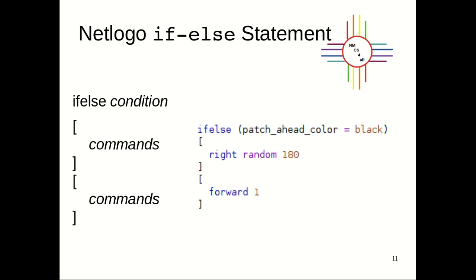This is slightly more complicated, but very useful. Instead of if, we have if-else. The first block of commands is executed if the condition is true. If it's not, the second block of commands will run. In the example, if the color of the patch ahead is black, the agent will take a right turn. Otherwise, the agent just takes a step forward.